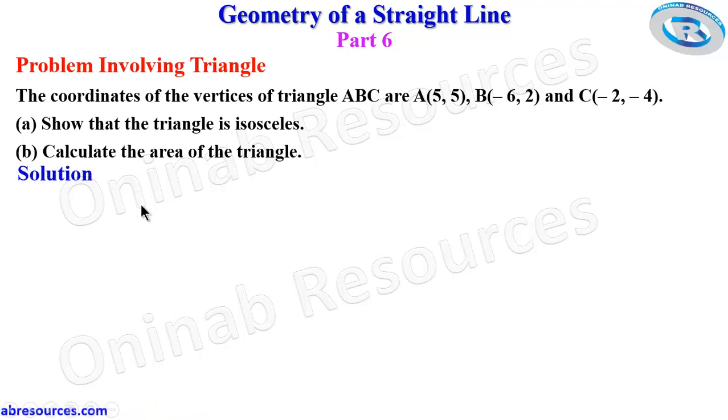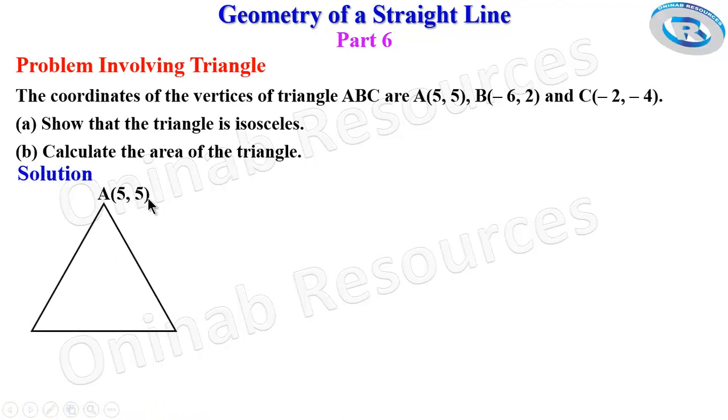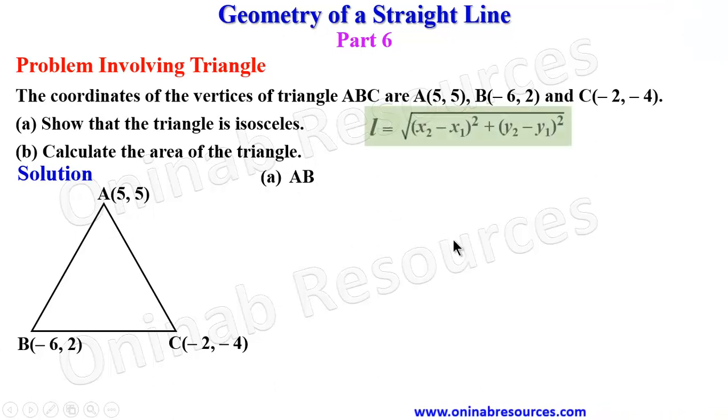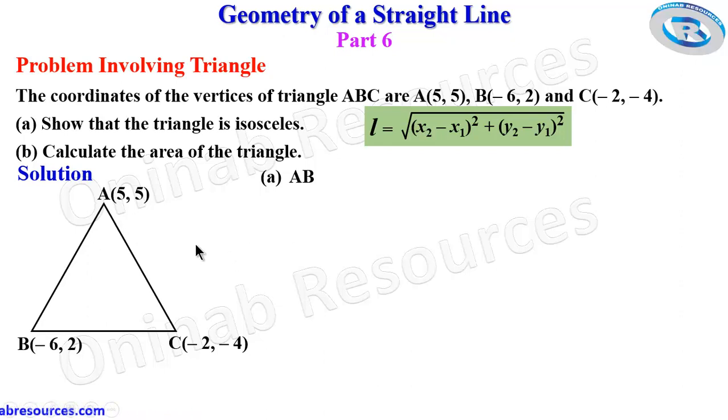In our solution, we first sketch the triangle ABC. The sketch need not be on a Cartesian plane. This is just to guide us in our solution to the problem. In order to show that the triangle is isosceles, we need to find the lengths of the sides of the triangle. So we start with line AB, and you remember the formula for calculating the distance between 2 points, or the length of a line given the end points.